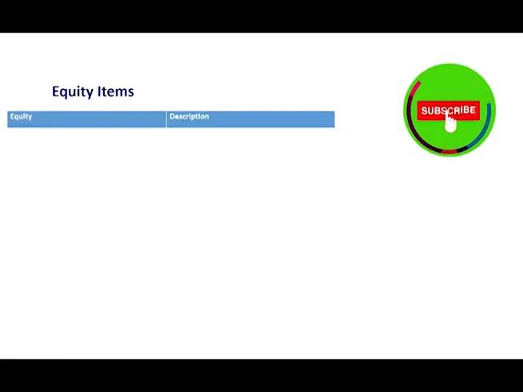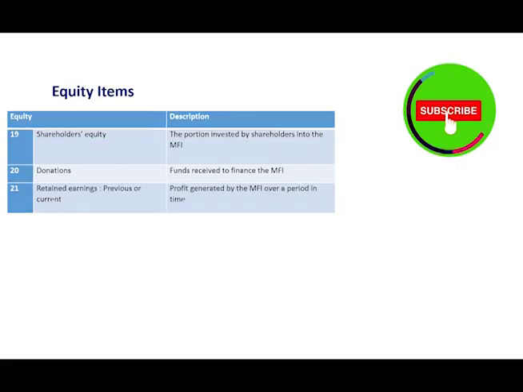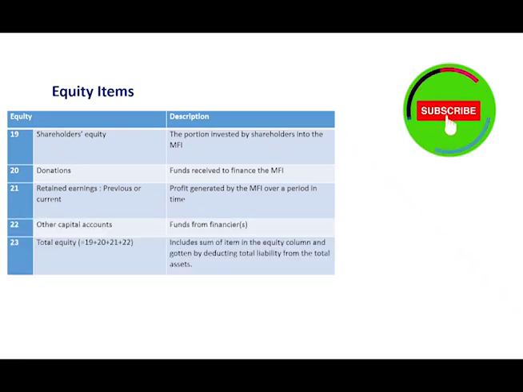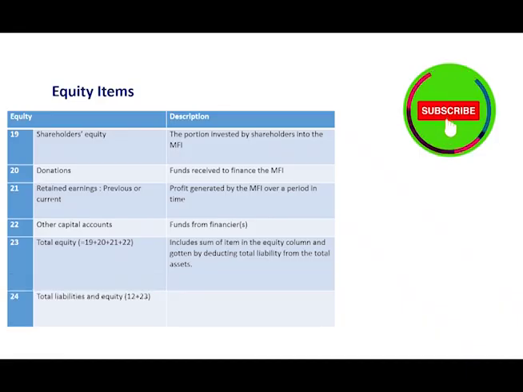In the listed table below, numbers 19 to 24 are in the equity column. We start with shareholders' equity, donations, retained earnings, previous or current, and other capital accounts. As seen in the total, items 19 to 22 only can be summed up. And for the equity to balance, you will add the total liabilities and the equity to match up with the total assets. You can pause the video lecture to have a better read of the item descriptions.